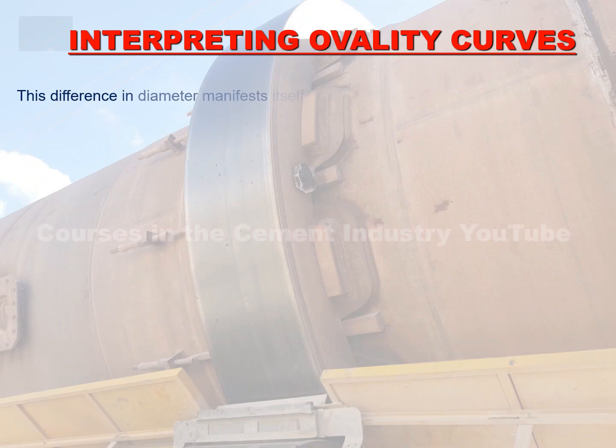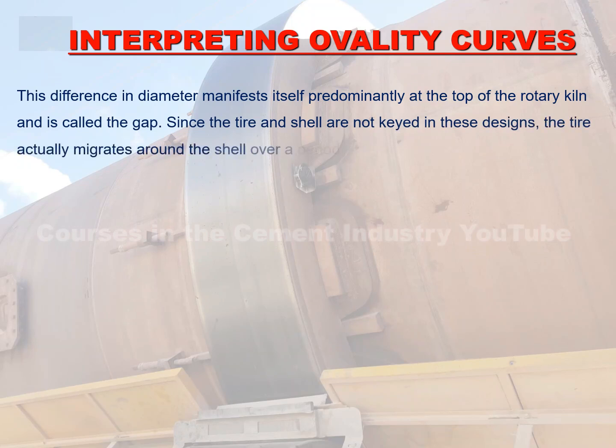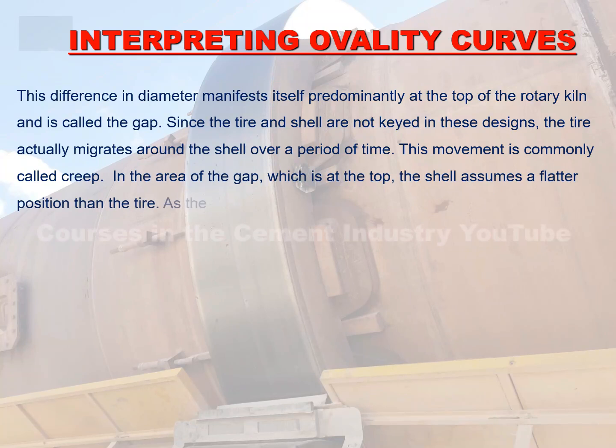Interpreting ovality curves. This difference in diameter manifests itself predominantly at the top of the rotary kiln and is called the gap. Since the tire and shell are not keyed in these designs, the tire actually migrates around the shell over a period of time. This movement is commonly called creep. In the area of the gap, which is at the top, the shell assumes a flatter position than the tire.